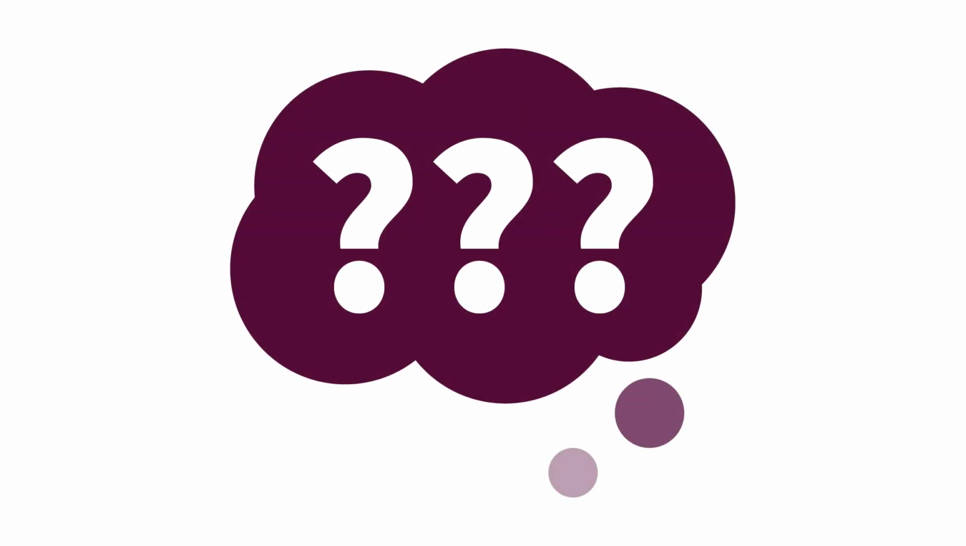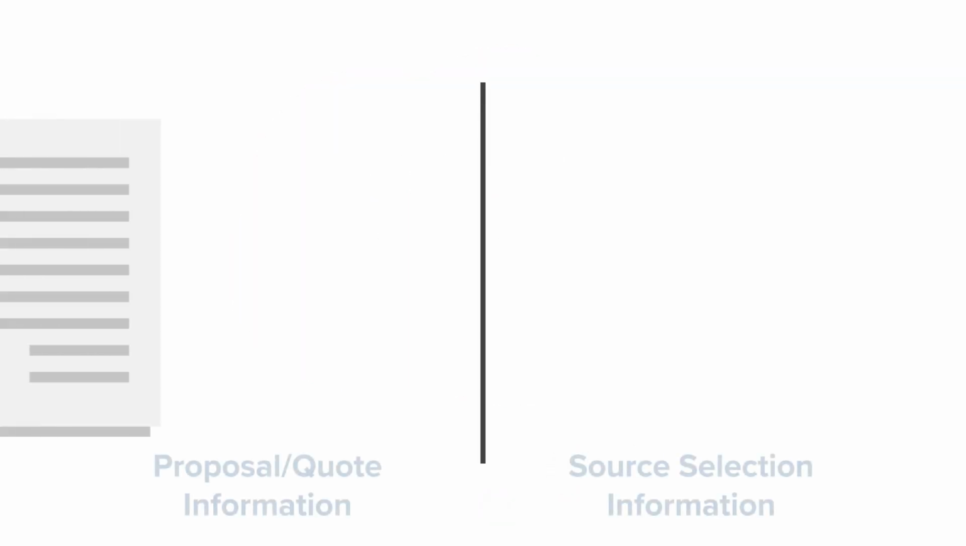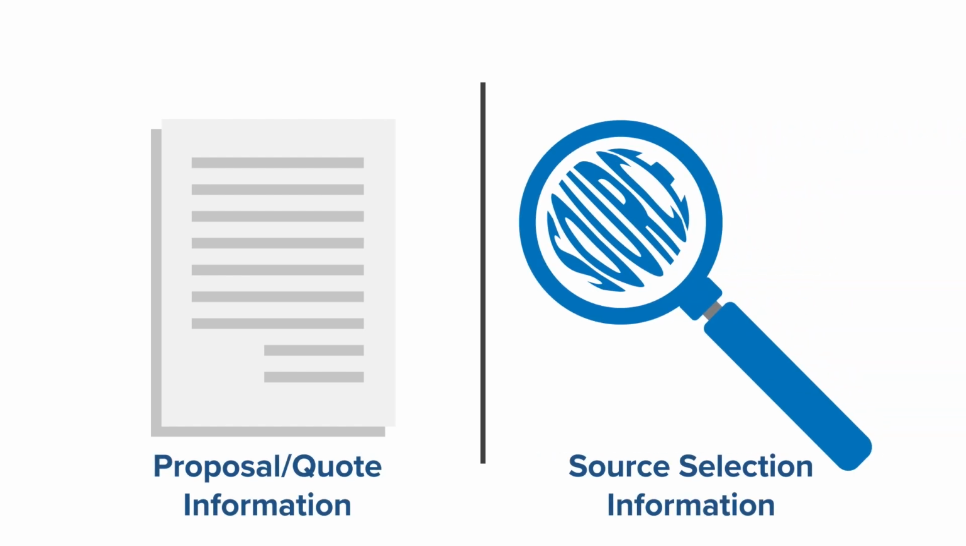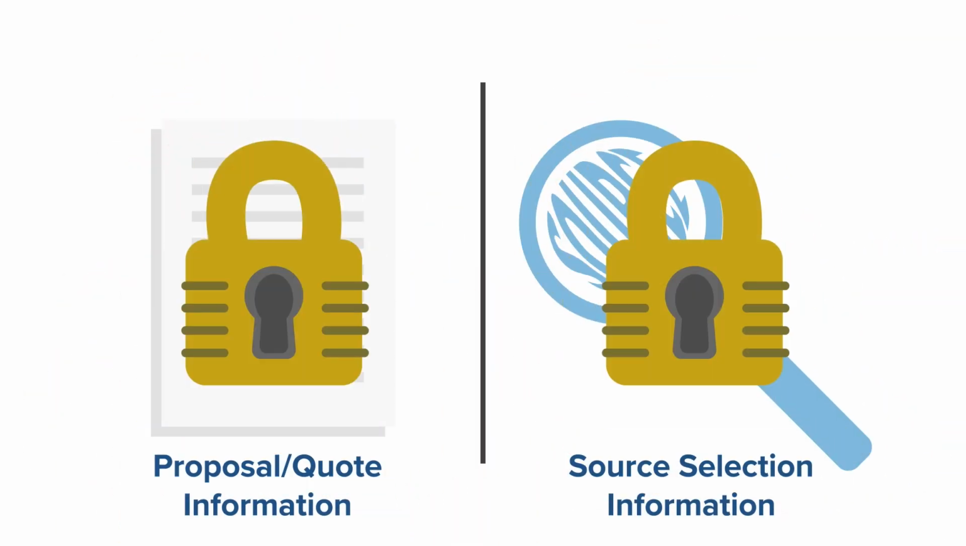Your next question should be, how do I safeguard procurement information so I'm not in violation? First of all, you need to be aware that there are two types of procurement information: proposal or quote information and source selection information. You need to protect both proposal or quote and source selection information. Let's define these types of information so we're all on the same page.